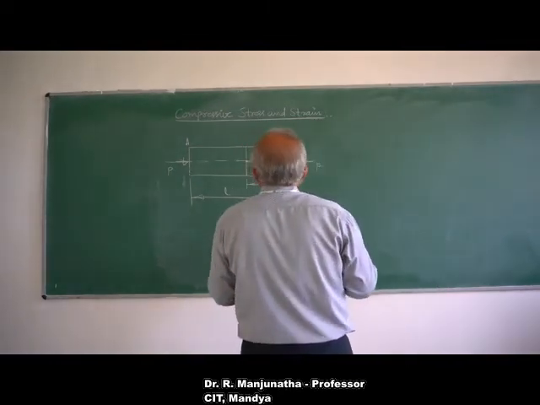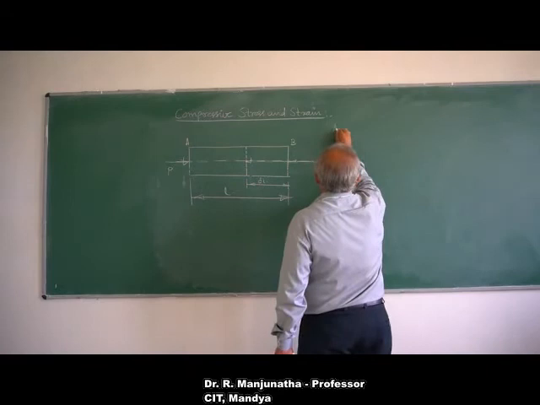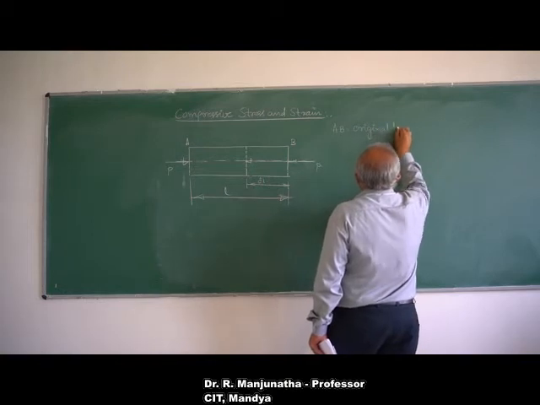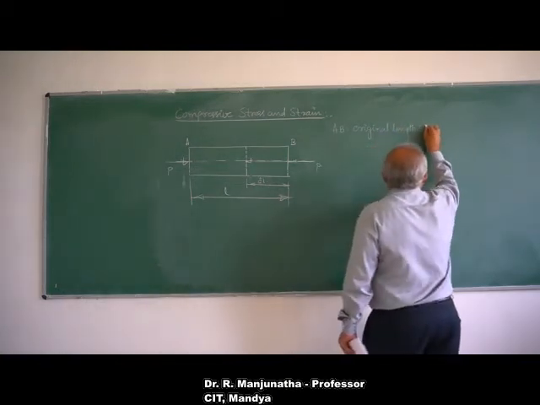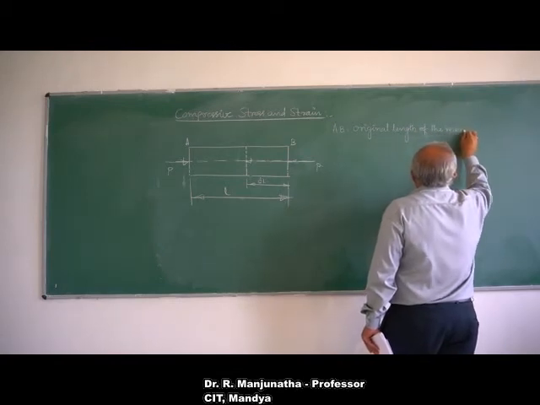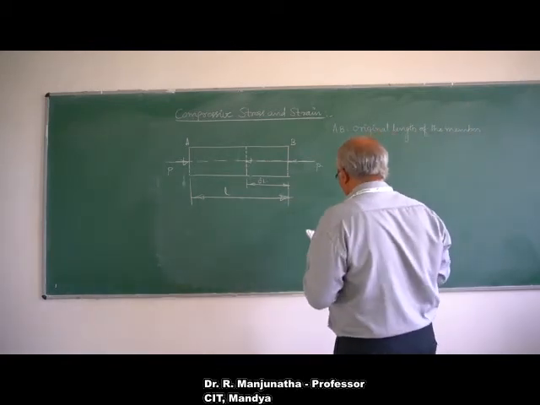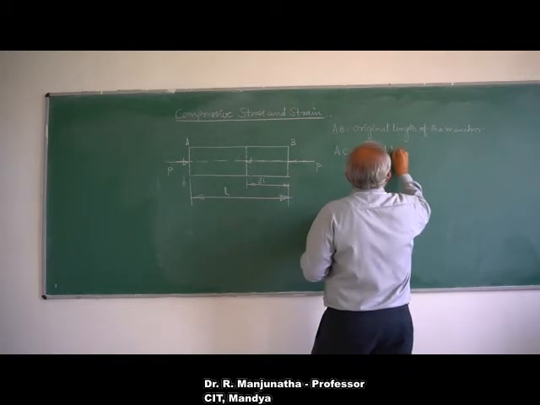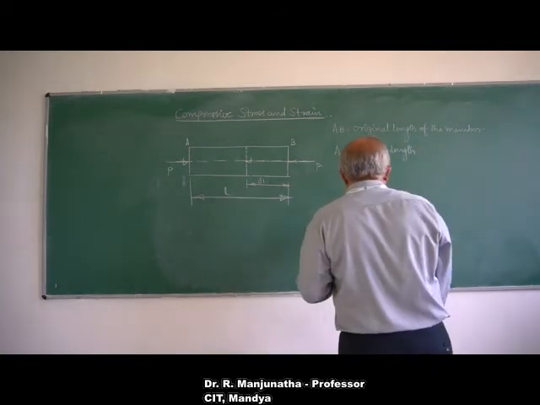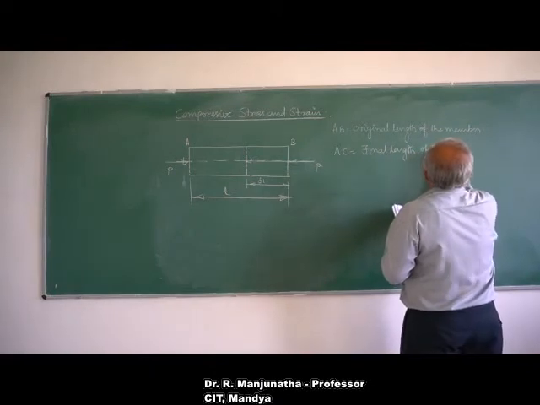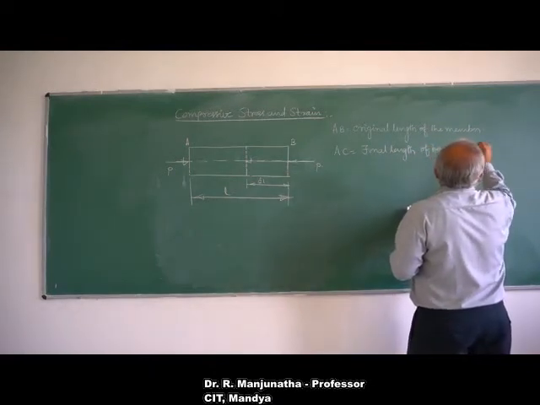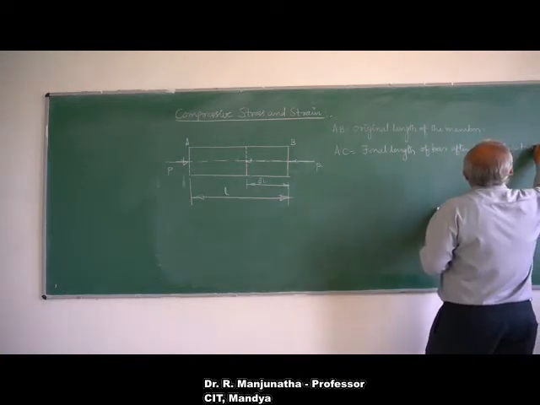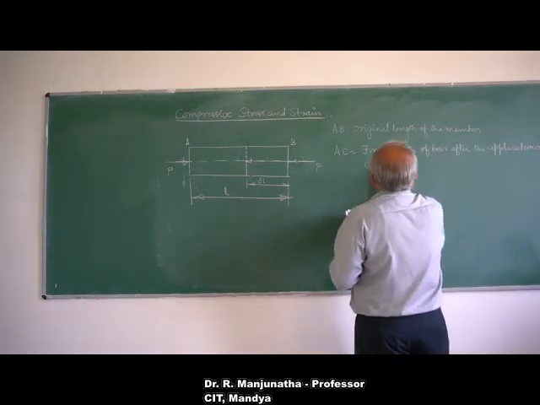Let AB be the original length of the member, and AC is the final length of the bar after the application of compressive load.